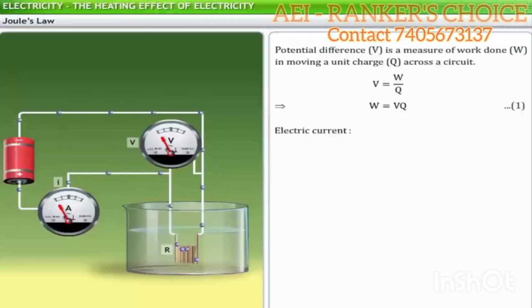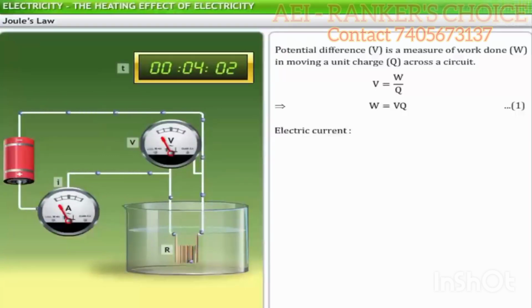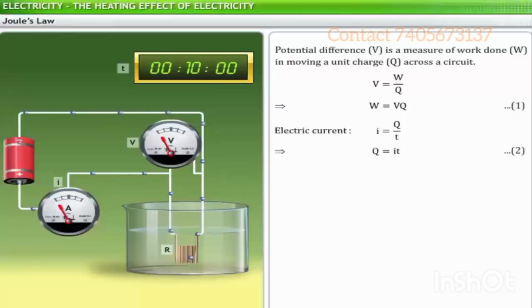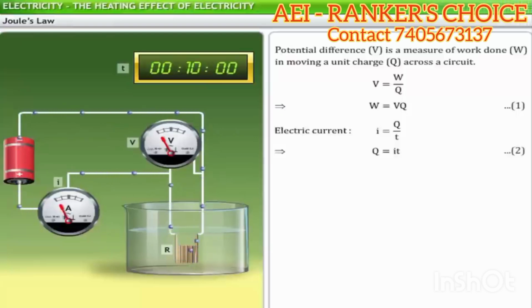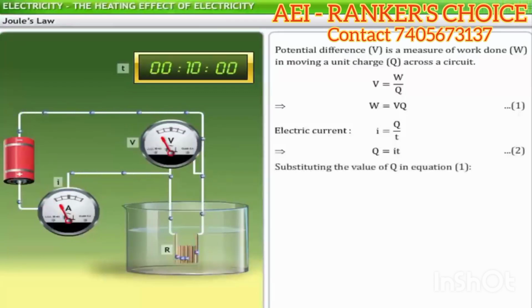The amount of electric charge passing through a circuit is the product of the rate of electric current and the time of flow. From this, we get equation 2: I is equal to Q divided by T, or Q is equal to IT. Substituting the value of Q in equation 1, we get equation 3: W is equal to VIT.